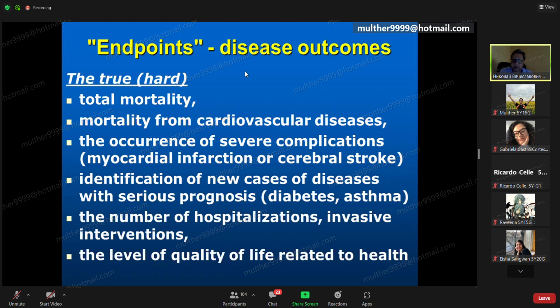And the last parameter among true endpoints, now an obligatory characteristic which investigators should analyze when performing any clinical trial, is the level of health-related quality of life, especially for patients with some new pharmacological approaches or new pharmacological agents.